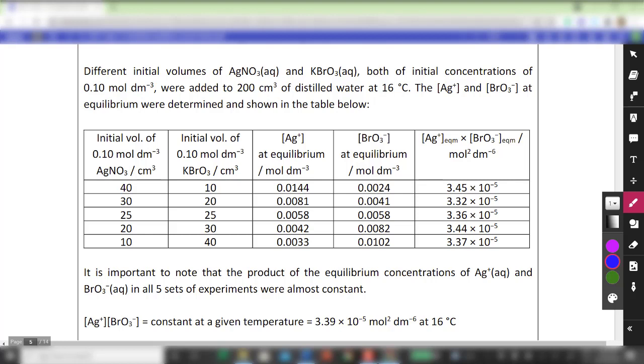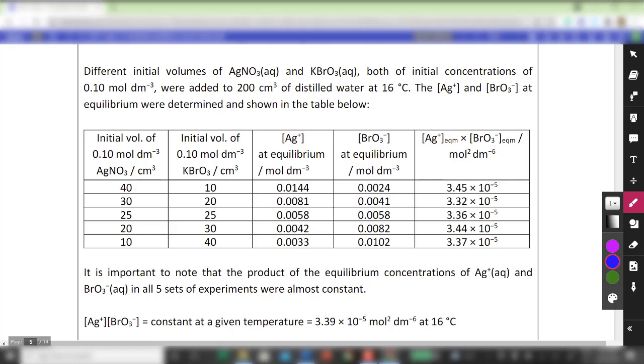Basically, for this whole business, we are just trying to vary the volume of silver nitrate and potassium bromate, and we keep the total volume of both constant at 50. You realize that the volume of silver nitrate goes down from 40 to 10, and the volume of potassium bromate goes up from 10 to 40. This is not a kinetics experiment. I just want to ensure that when you look at the table, you know what's going on.